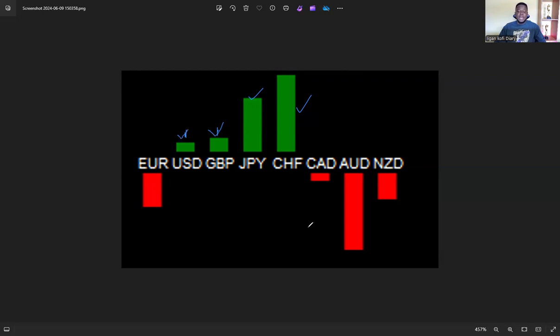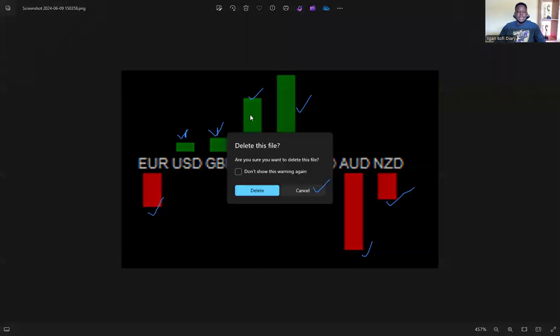If we look at the weaker ones, AUD is the weakest, followed by, I think, Euro, followed by NZD, and then followed by CAD. So this is how I am able to demonstrate the strengths and weaknesses. And we are going to use the strengths and weaknesses to forecast into the coming week to see how the outcome will be. Okay.